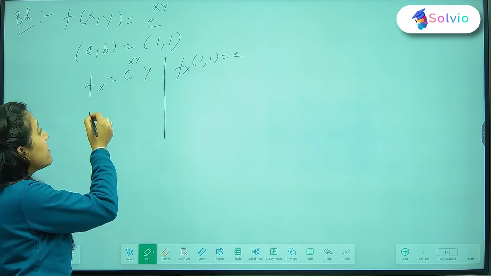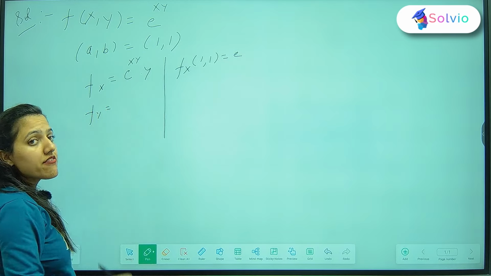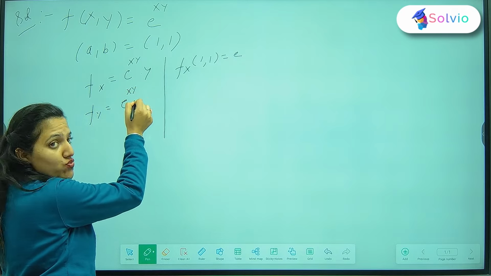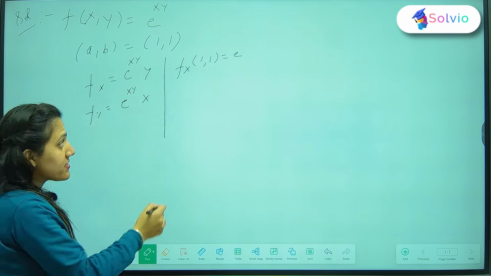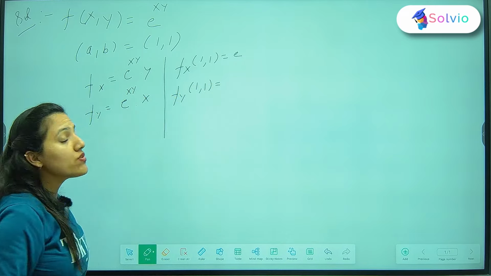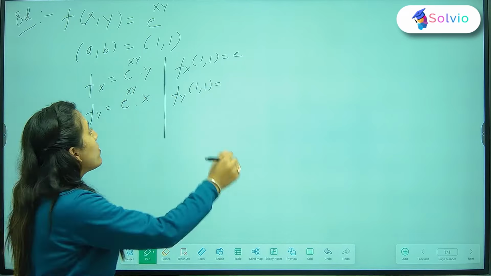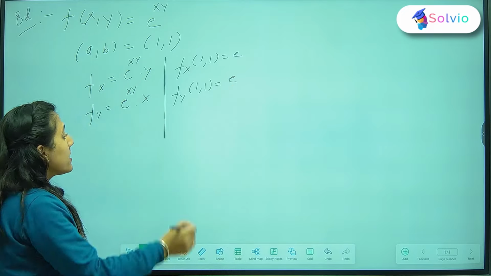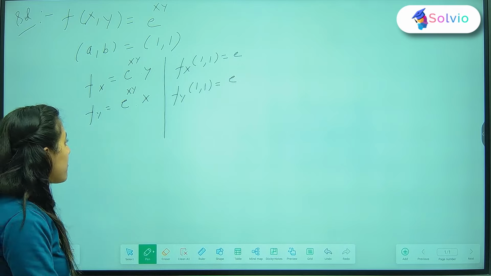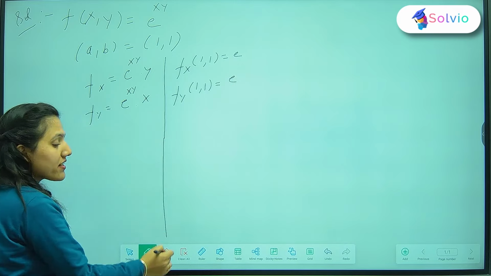Now you will find the partial derivative of function f with respect to y, and that is e^(xy) multiplied by x. Now fy at point (1, 1) will be equal to e^(1·1), that is e. Now we will find second order partial derivatives of our function f and evaluate them at the point (1, 1).